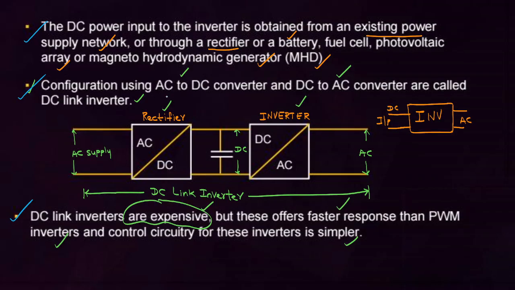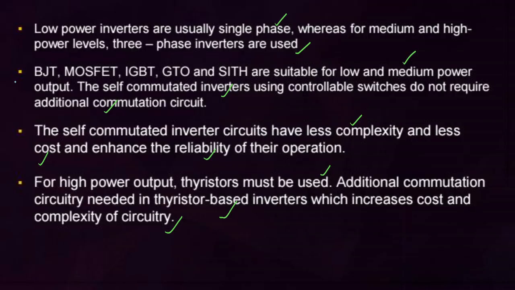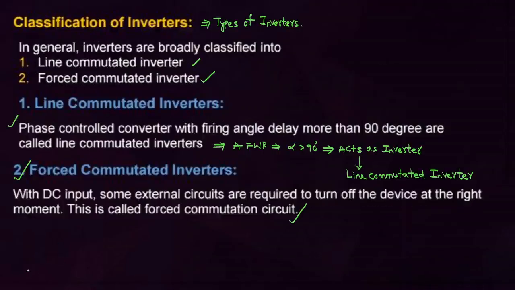How to get the DC supply in inverters? What is the DC link inverter? All these points that you have to concentrate. And what type of switches we have to use? What exactly are single phase inverters, three phase inverters? For a high power application, which inverters we have to use, for low power application, which inverters we have to use. All these observations are important. If you use the BJT, MOSFET, IGBT, GTO, SIT, other switches, no need of any commutation circuits. If you use the thyristors, then external commutation circuit is required. All these points that you have to consider.